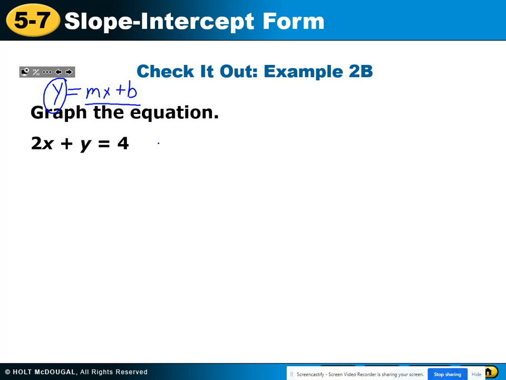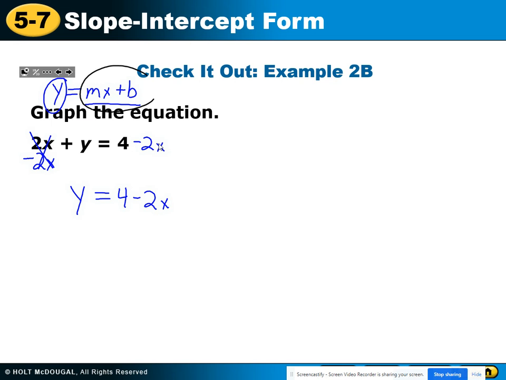All right, guys, think inverse operations. Would you subtract? You would subtract 2x, because 2x minus 2x is gone. I've got y all by itself. Then 4 minus 2x. Okay, 4 minus 2x, I can do that. But we're still not quite where we want it to be, right?